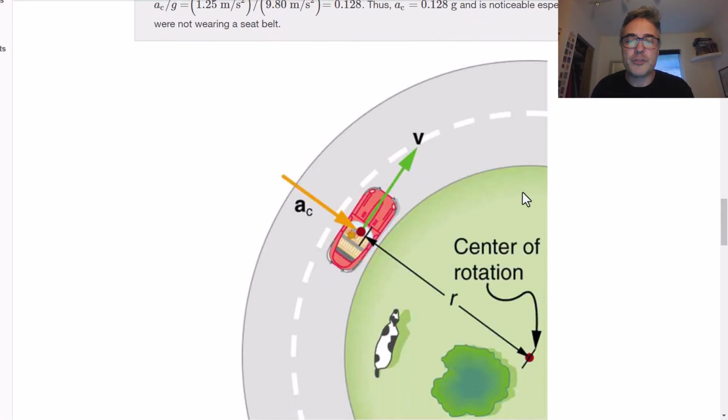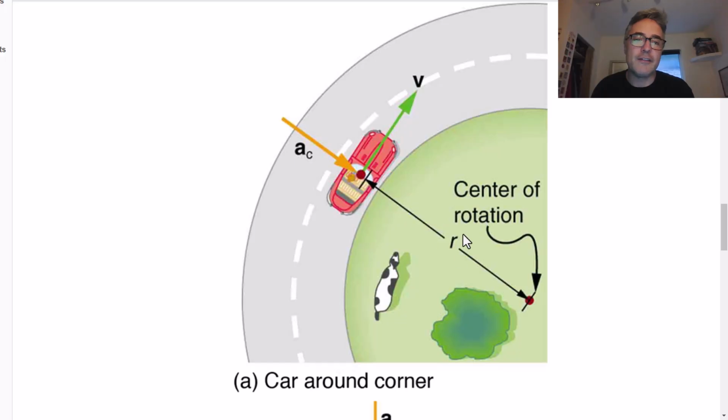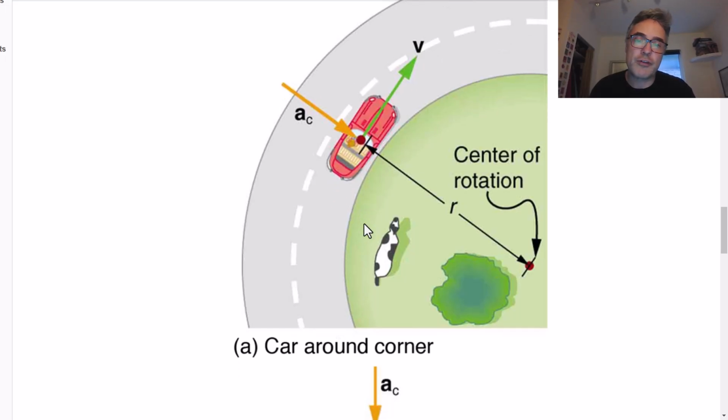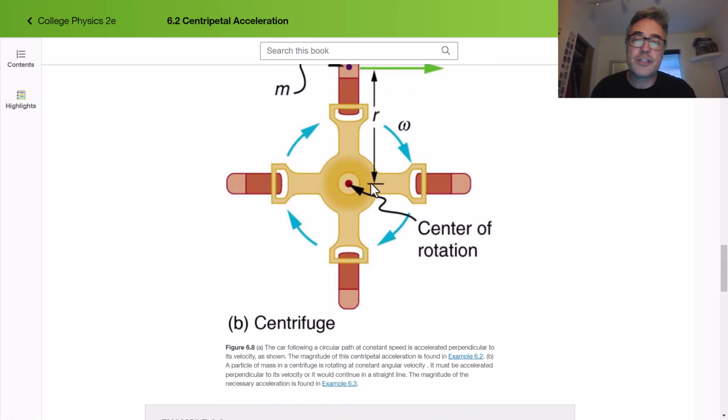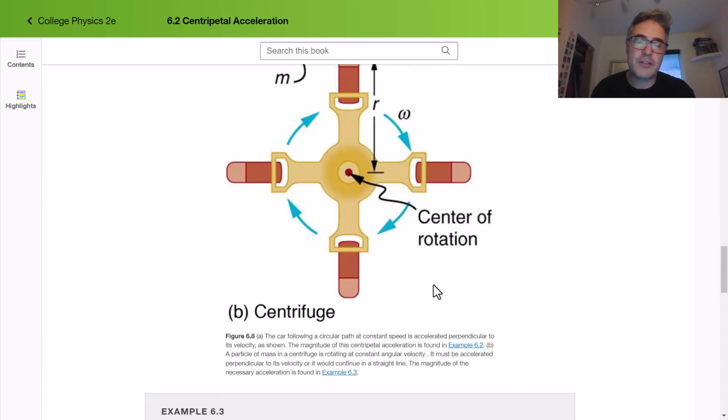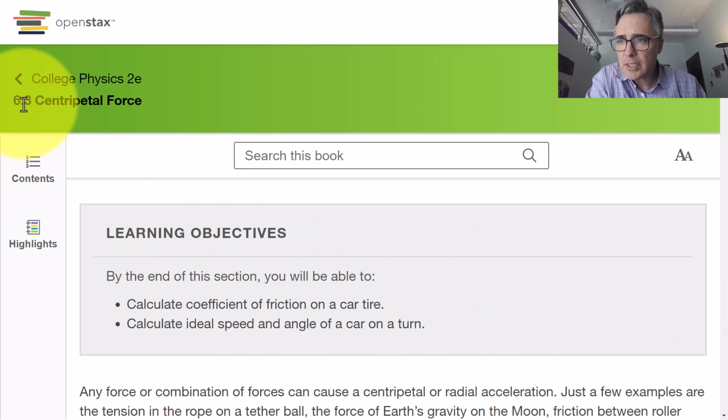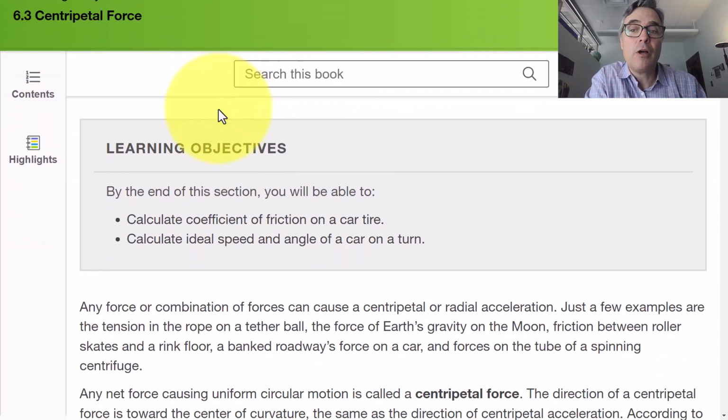So a lot of problems are worked out when they give the radius of the circular path. Even if it's not a circle out here or over here, a small part of the path sort of tracks a circle. It talks about centrifuges, how they work to get sediment down to the bottom of a test tube, for example. Section 6.3 on centripetal force.